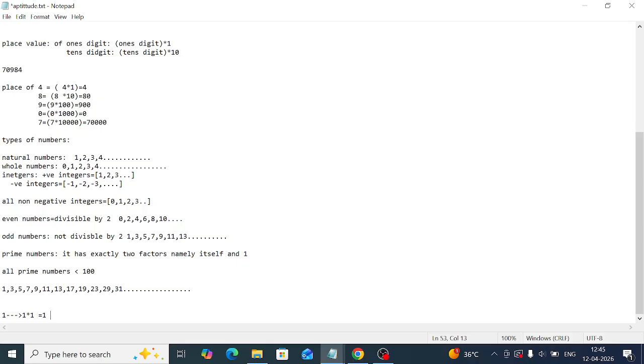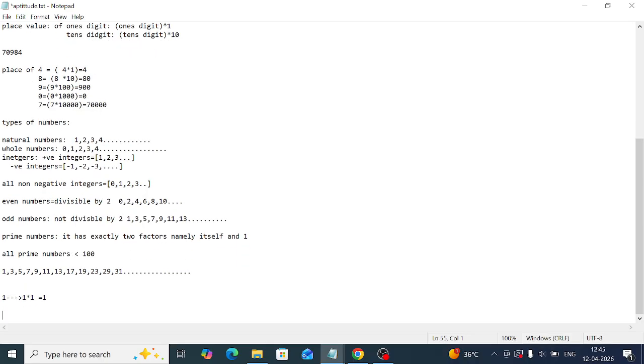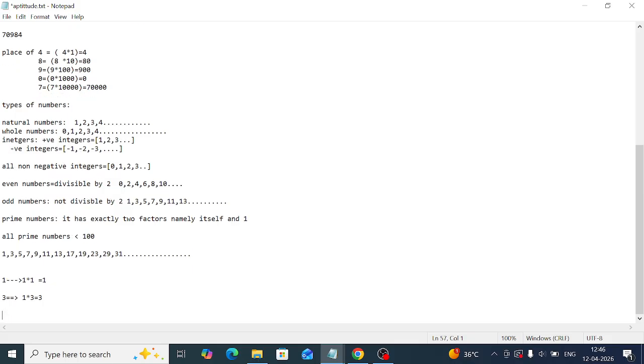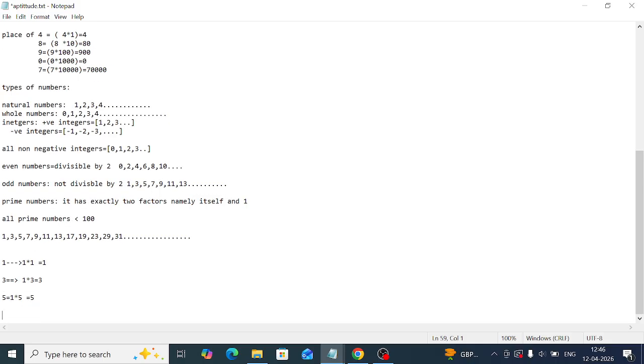See, why 3 is called a prime number? Namely itself means that particular number and 1. So 1 into 3. 3 is there and 1 is there. So that is called a prime number. Next, 5, like that only. Namely itself and 1. That is why it is called a prime number.